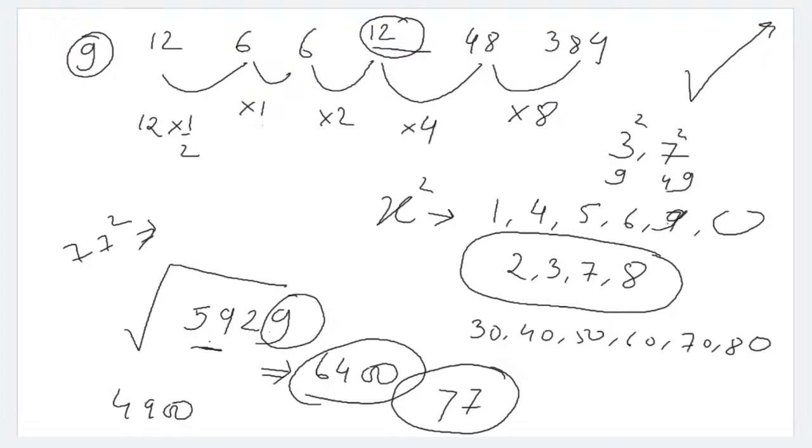Question number 10 is 216, 135, dash, 150, 186, 161. How will you find this? So the numbers are very close to each other. First thing first, we will find the difference. What is the difference between 135 and 216? It's 81.